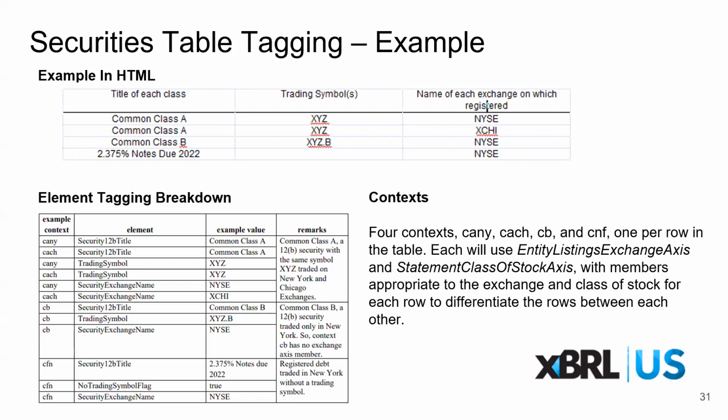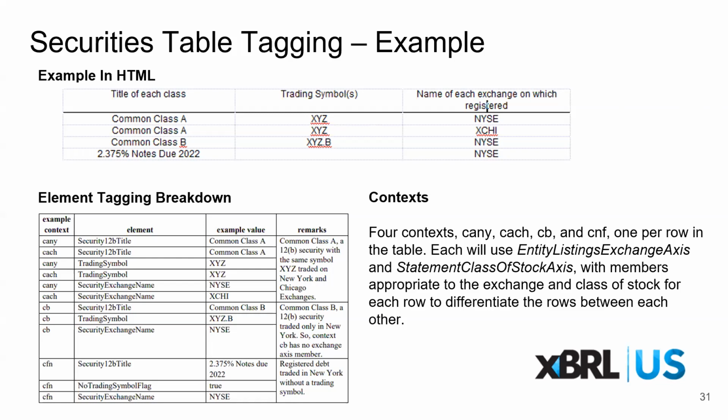And we're also going to use the Entity Listings Exchange Axis for our first row with the New York Stock Exchange member. And we're going to use the same dimensional elements for our second row with the one exception that our exchange member, instead of being the New York Stock Exchange member, it's going to be the Chicago Stock Exchange member.